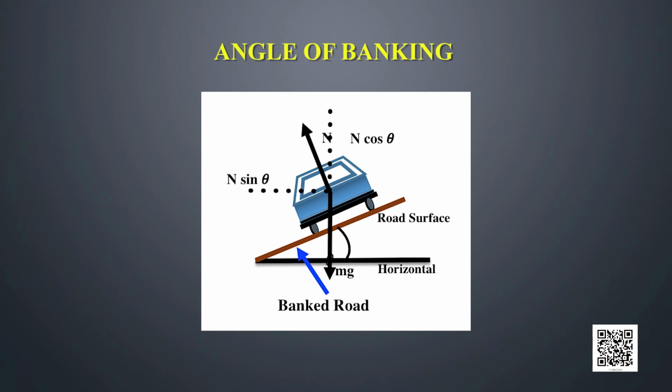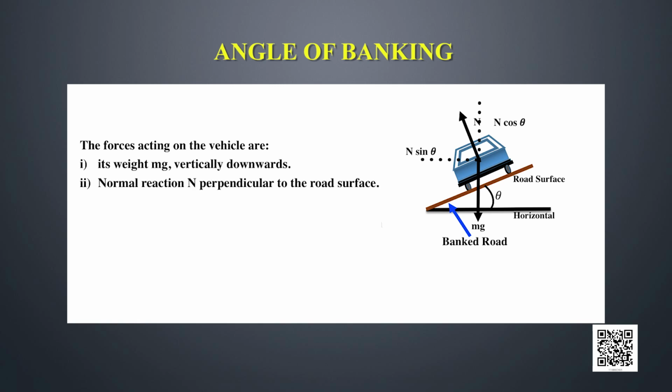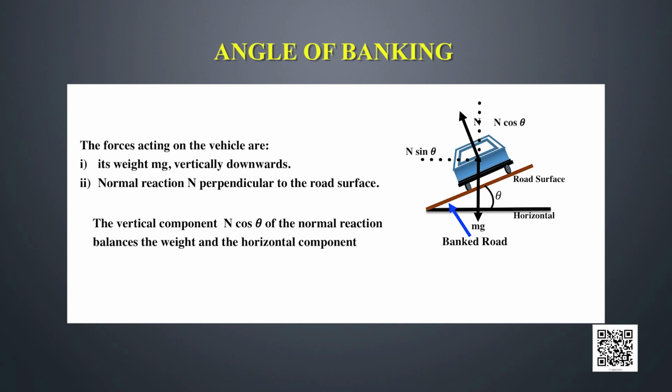Here we will be calculating the angle of banking. We will totally eliminate the force of friction as provision for the centripetal force. The forces acting on the vehicle are its weight mg vertically downwards and the normal reaction N perpendicular to the road surface. The vertical component N cos theta of the normal reaction balances the weight of the car, and the horizontal component provides the necessary centripetal force.